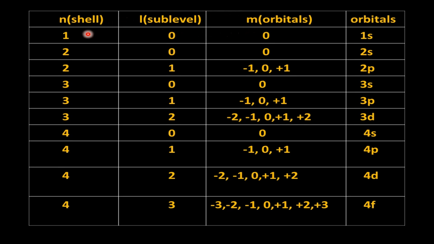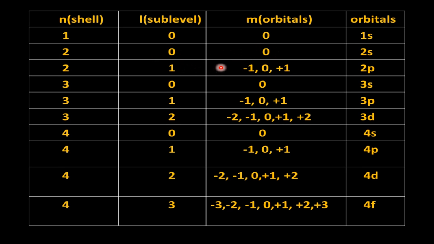For the first energy level, that's n equal to 1, we only have one subshell, which is the s subshell, and it's 0, that is the azimuthal value. And this s subshell only has one orbital, and the name of the orbital is 1s. For the second energy level, we have two subshells, the s and the p. The s has only one orbital. That is why we are having 0 here.